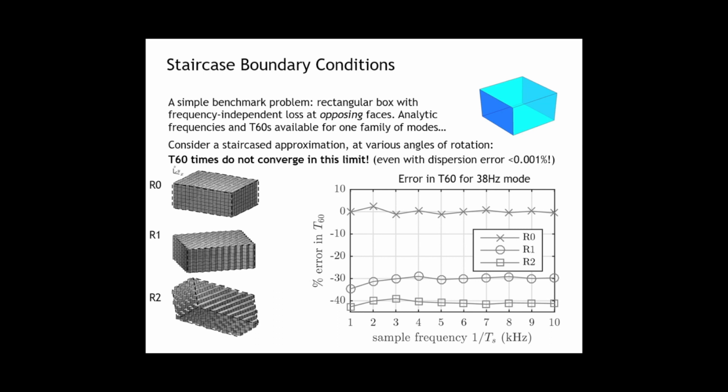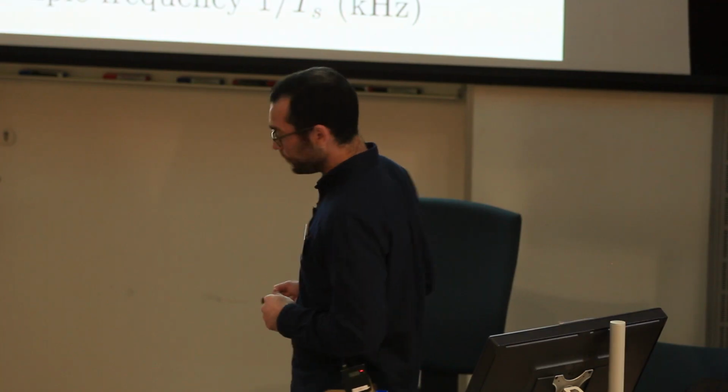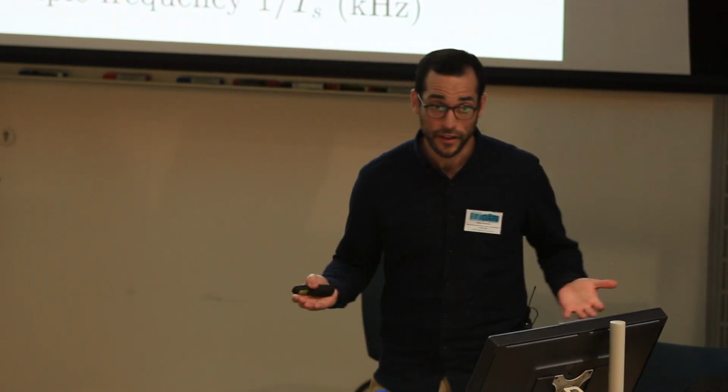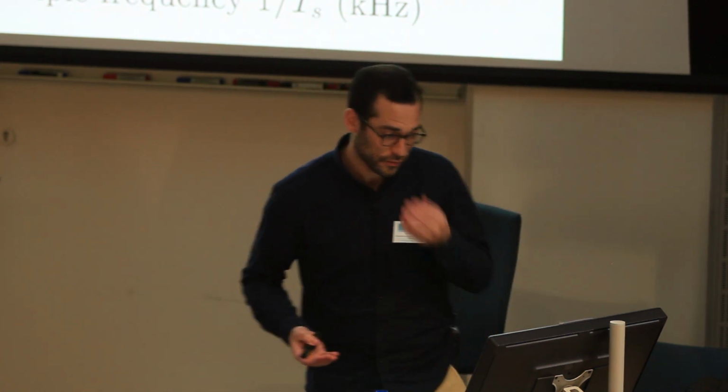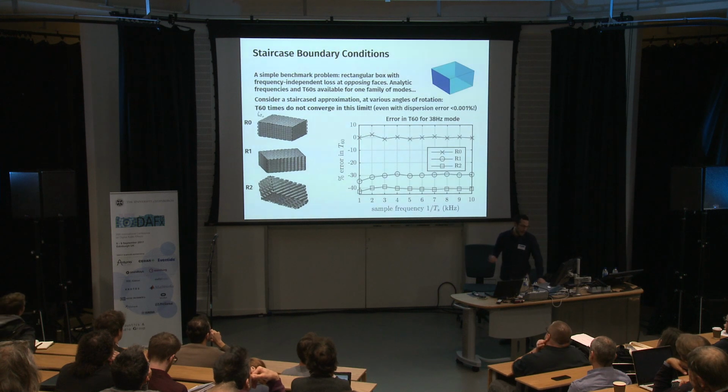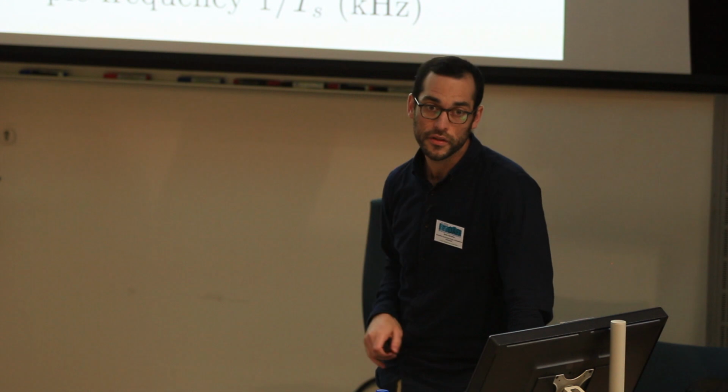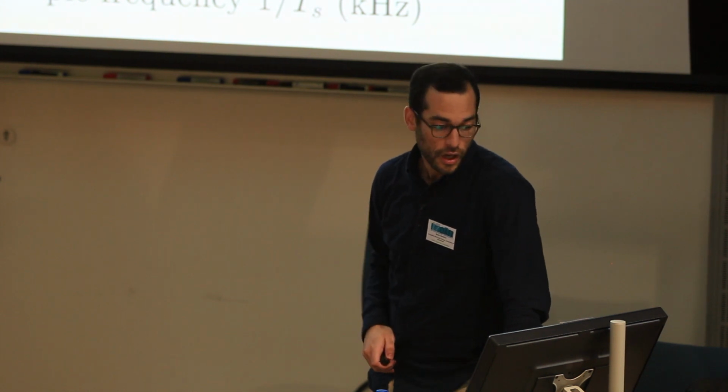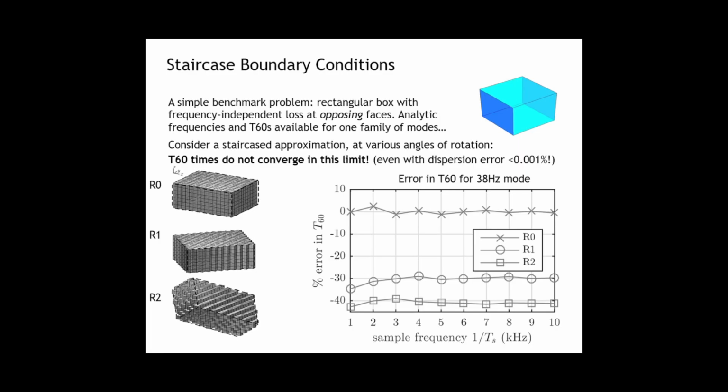And what happens is if you look at the decay times of those modes, you'll find that those also won't converge. That's related to the amount of absorption that you have at the walls, which is related to the surface area as well. And this is even the case when you have very small amounts of dispersion. So it's not due to dispersion. It's really just due to not being able to approximate the surface area properly.